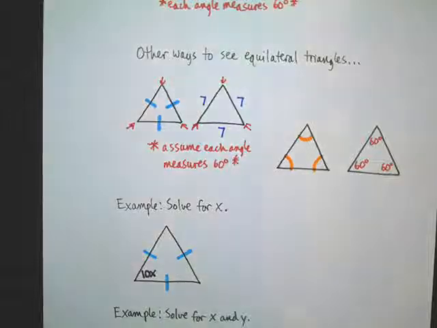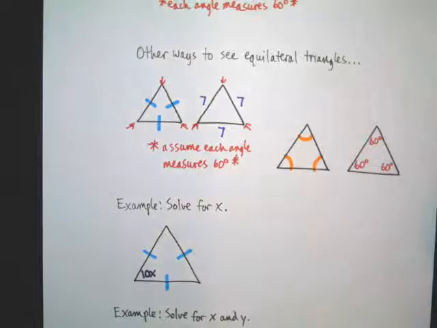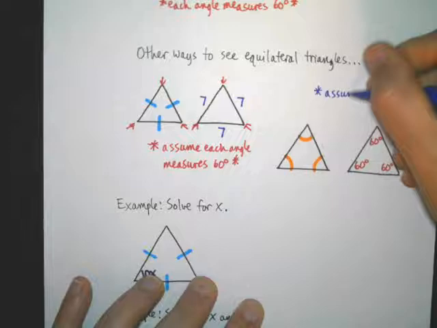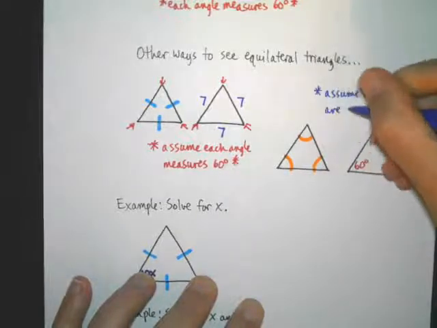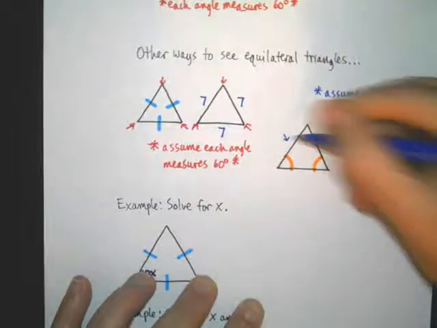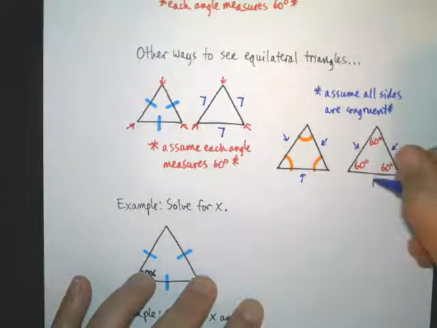The other way we could see an equilateral triangle is over here, where we've just got each angle marked congruent, either by the curves or because each angle measures 60 degrees. So in that case, we could assume that all sides are congruent. So we're talking about all 3 sides. We can assume that they are congruent.